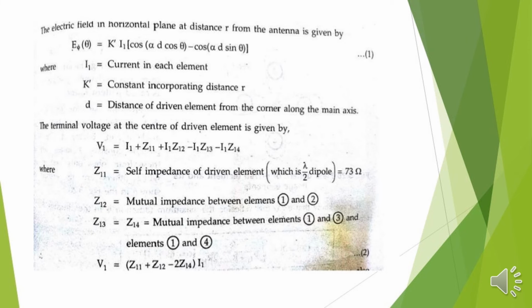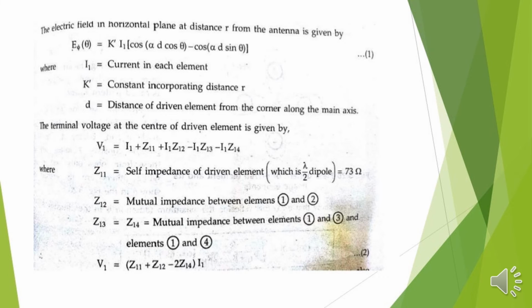We have a particular mathematical representation of this electric field in the horizontal plane, where E phi of theta is equal to k dash I1 [cos(alpha d cos theta) minus cos(alpha d sin theta)], where I1 is the current in each element and k dash is the constant incorporating distance r, and d is the distance of the driven element from the corner along the main axis. So now we have calculated the horizontal plane electric field.